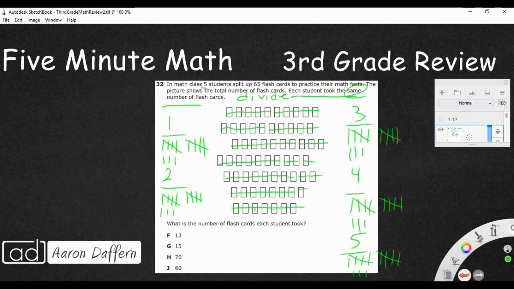So our answer is going to be 13. Because really what we did is we did 65 divided by 5 students makes 13. So if you wanted to double check, you could do 13 times 5. That's the inverse operation. That's going to be 5. And that's going to be 65. So that checks. Now, how can we do that with long division?